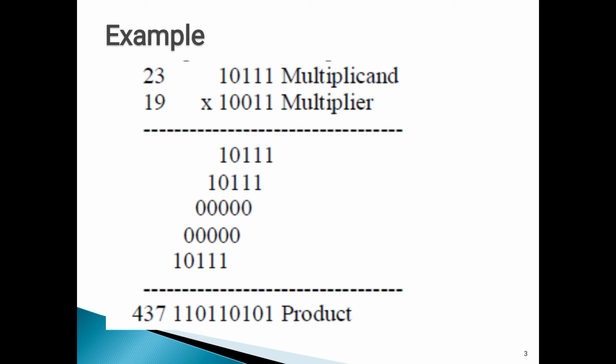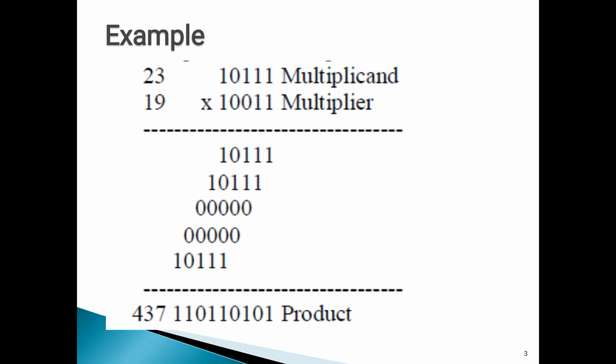If it is 0, then zeros are copied down, right? So that's why zeros are copied down. Again we check the next least significant bit of multiplier. What is the next least significant bit of multiplier? Again 0. Then zeros are copied down, right? And the next one, what is the next least significant bit of multiplier? That is 1. So if it is 1, then multiplicand is copied down using shift left operation. So what is the multiplicand? 10111, right?